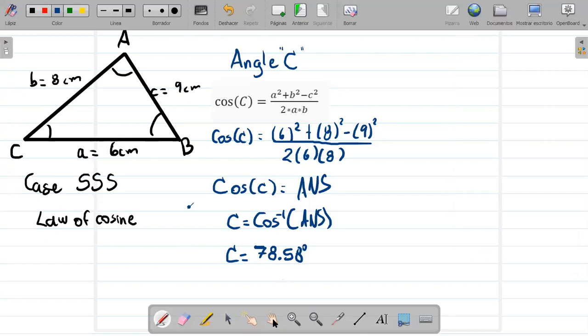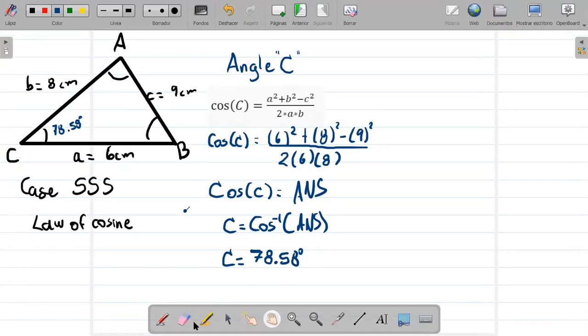degrees, okay? So we already have one of the missing pieces of information, angle C, 78.58. Of course, we cannot conclude angle A or angle B by completing the 180 because we need at least two angles in order to apply that property. What angle do you want to get now?